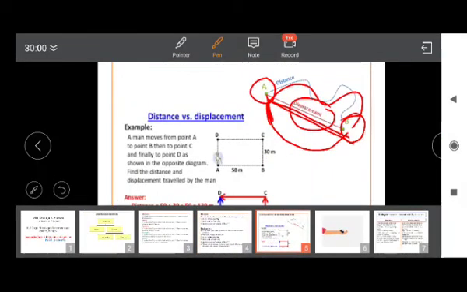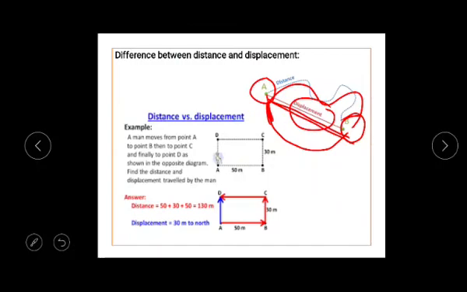Now in this slide, here is one simple problem I have taken only to get the difference between distance and displacement. Let us read. A man moves from point A to point B, then to point C, and finally to point D as shown in the diagram. So a man is moving from A to B, then B to C, then C to D. Find the distance and displacement traveled by the man. Now you have to find out distance as well as displacement.